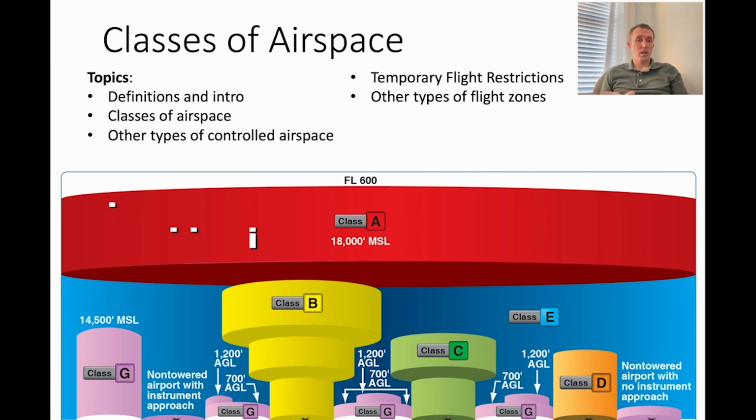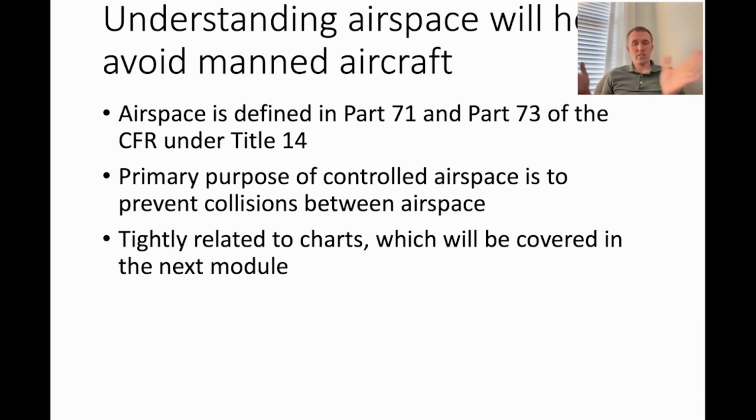And then probably in a separate video, we'll do other types of controlled airspace, as well as other types of things where flight is controlled or restricted, such as temporary flight restrictions, other types of flight zones, or no-fly zones. How's this going to help you as a drone pilot? It's going to help you avoid manned aircraft. Again, this is going to be mostly related to operations in and around airports, although that's not always the case. There are a number of other types of airspace you're going to want to be aware of that are not in and around airports.